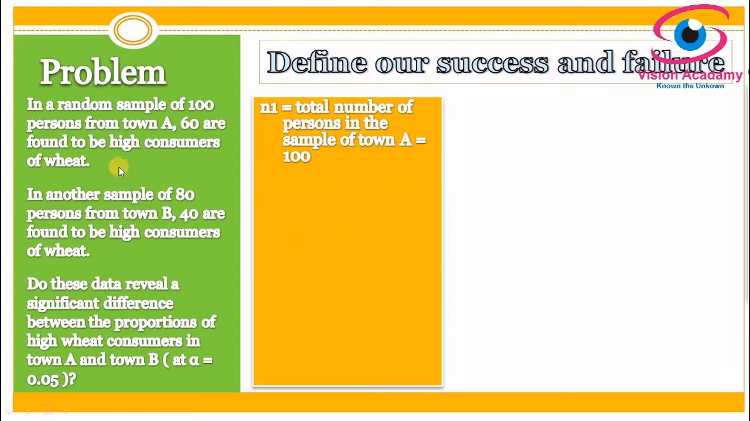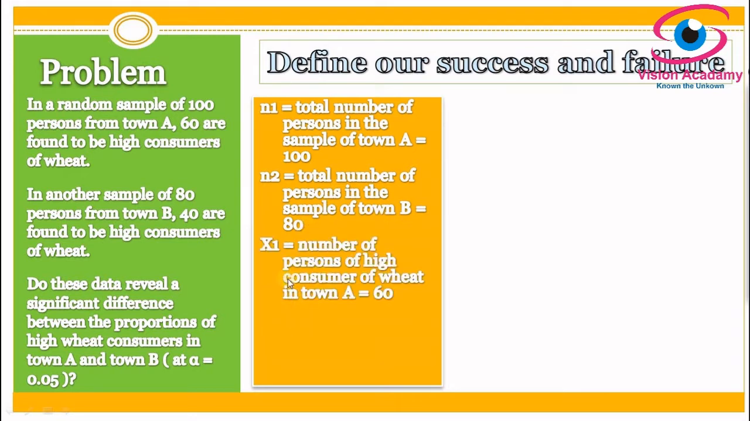Then we are given that town A is considered as N1. So N1, which means town A, the total number of persons in that sample from town A is 100. Here in a random sample of 100, we have a sample of 100 from town A. And from town B, we have a sample of 80. So N2 is considered as the sample from town B, and the total number of persons in the sample from town B is 80.